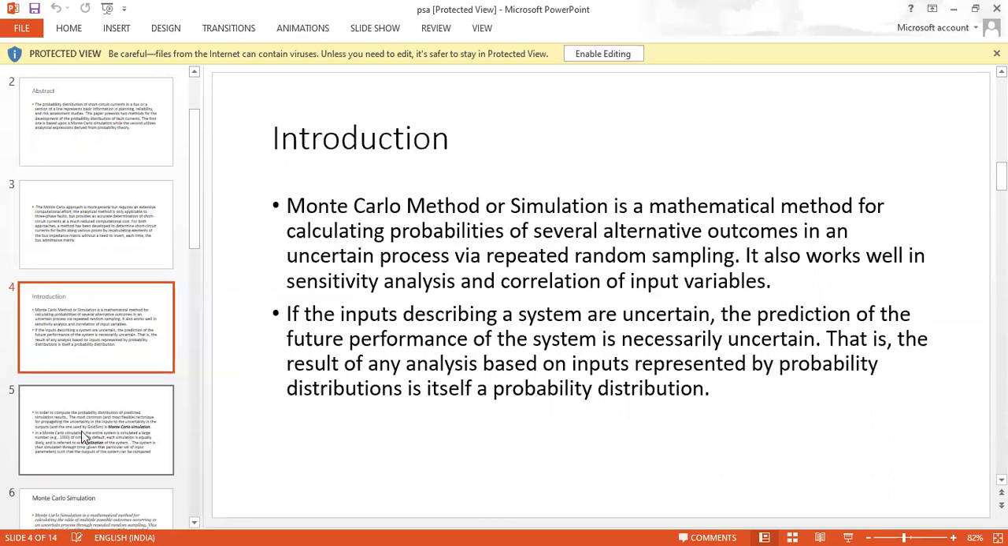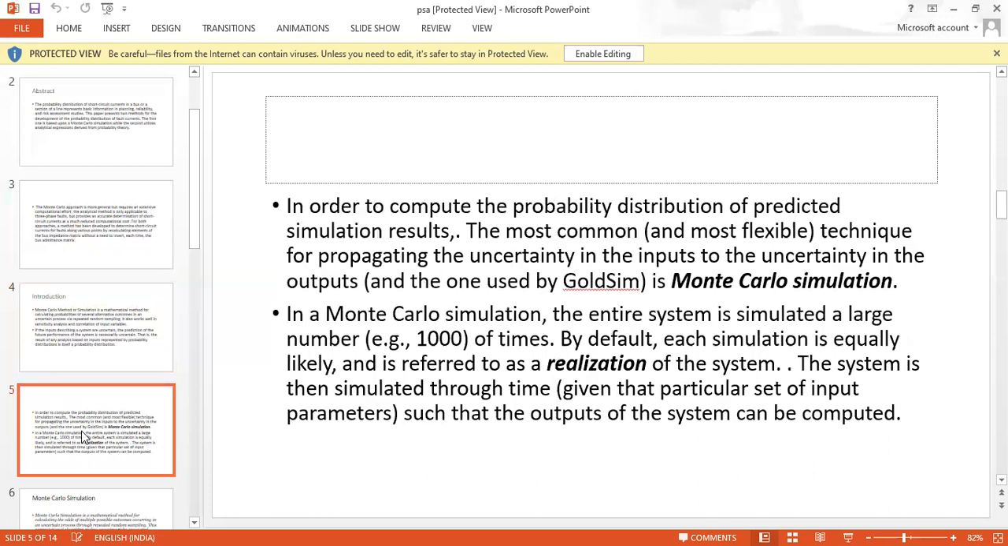In order to compute the probability distribution of predictive simulation results, the most common technique for propagating the uncertainty in the inputs to the uncertainty in the outputs is Monte Carlo simulation. In a Monte Carlo simulation, the entire system is simulated a large number of times. By default, each simulation is equally likely and is referred to as a realization of the system. Here, the system is simulated through time, given a particular set of input parameters, such that the outputs of the system can be computed.